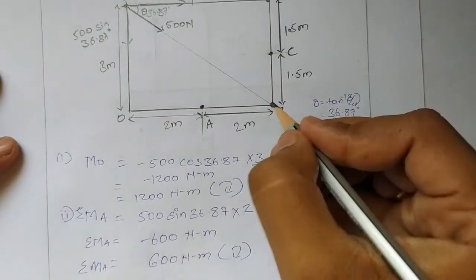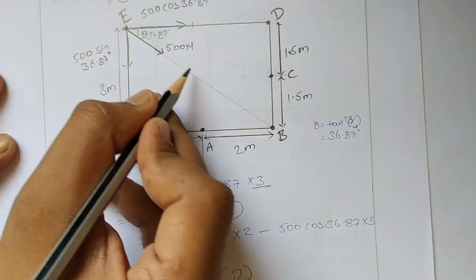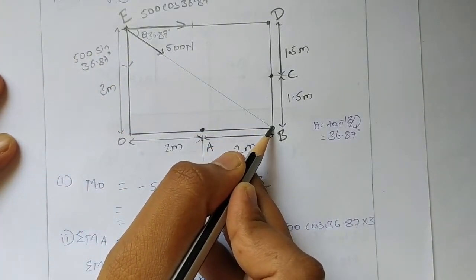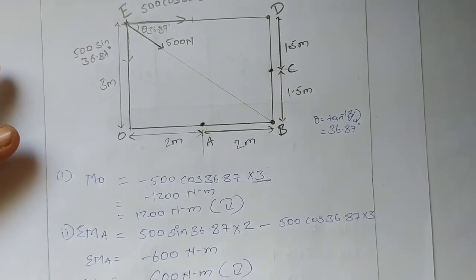Similarly about point B. Here the line of action of the force is intersecting point B, so there is no perpendicular distance. That is why the moment about point B is 0.